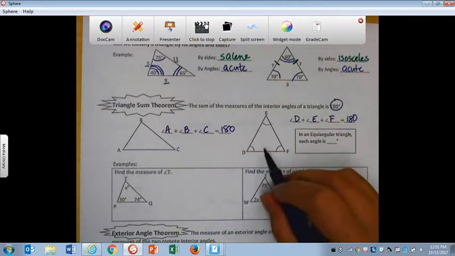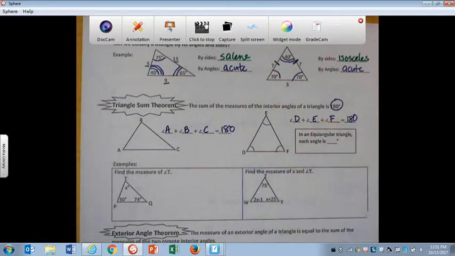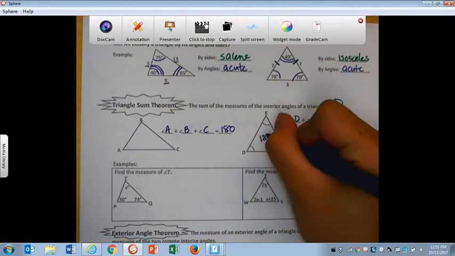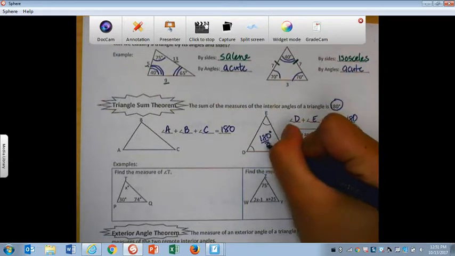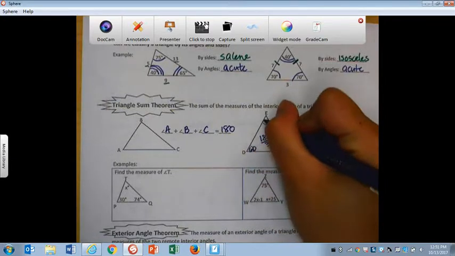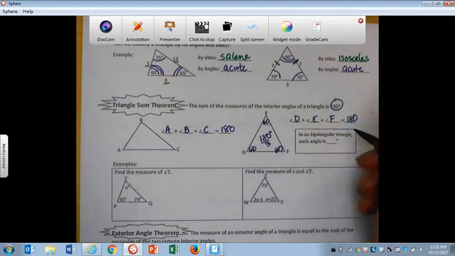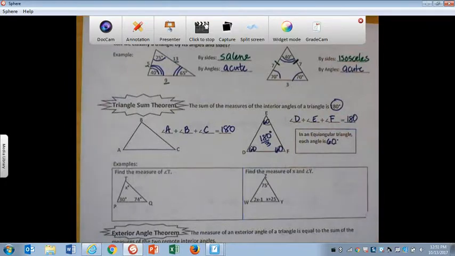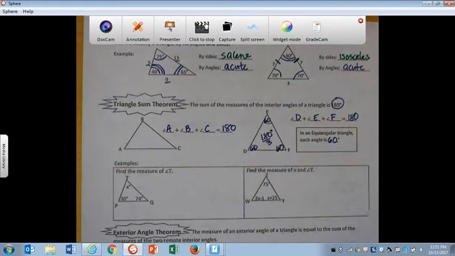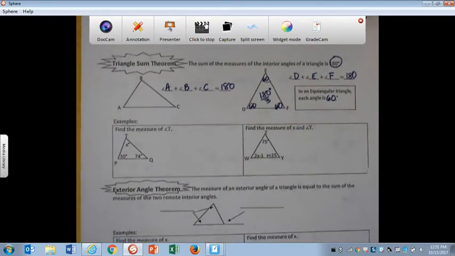But this is an equal angular triangle. So you have 180 degrees in the bank. You divide it by 3, okay? As I mentioned before, each one is 60, okay? So equal angular triangle, all those angles are 60 degrees. Now, let's see how this would look like as far as questions go.